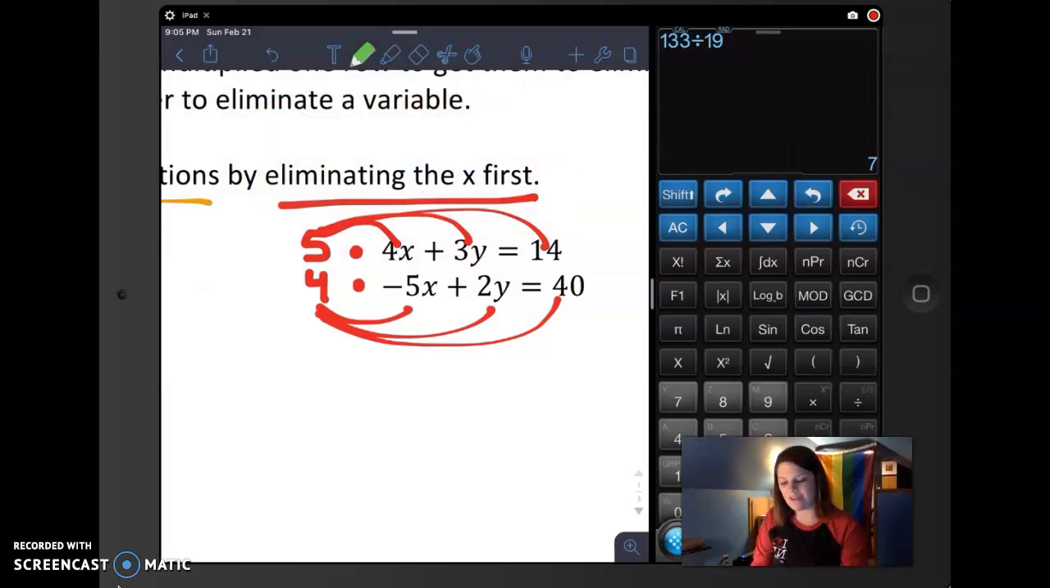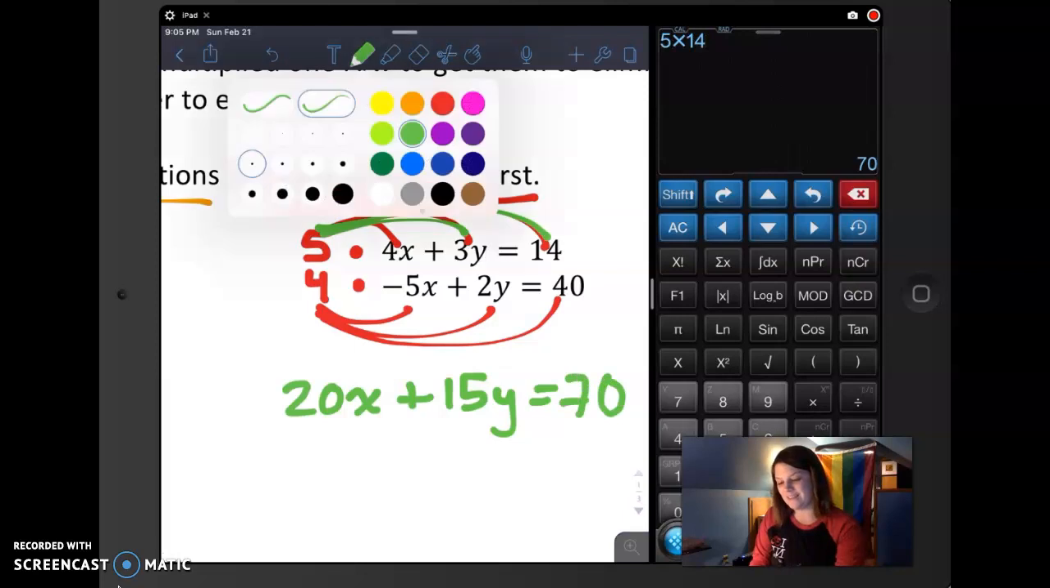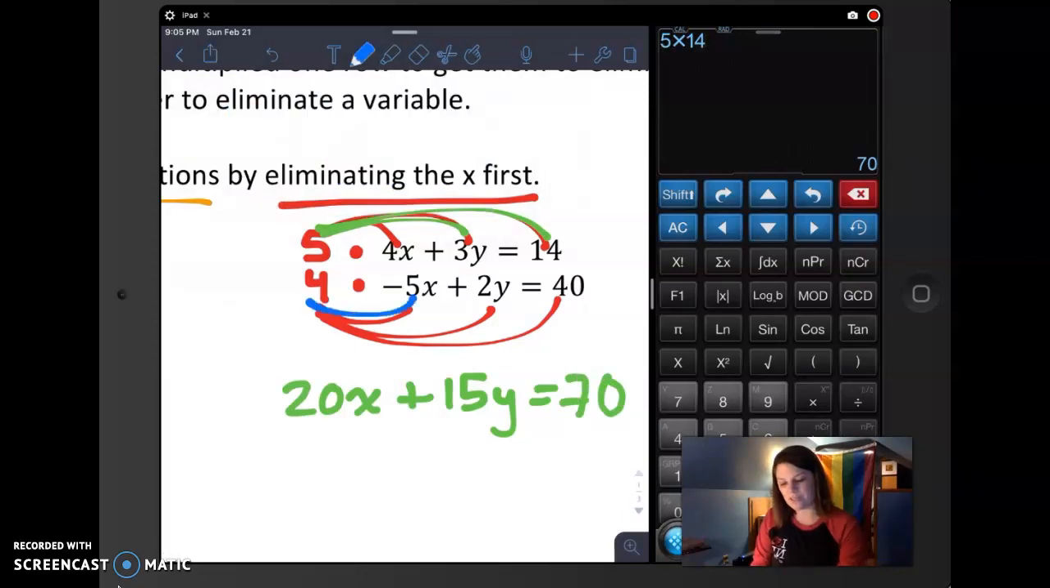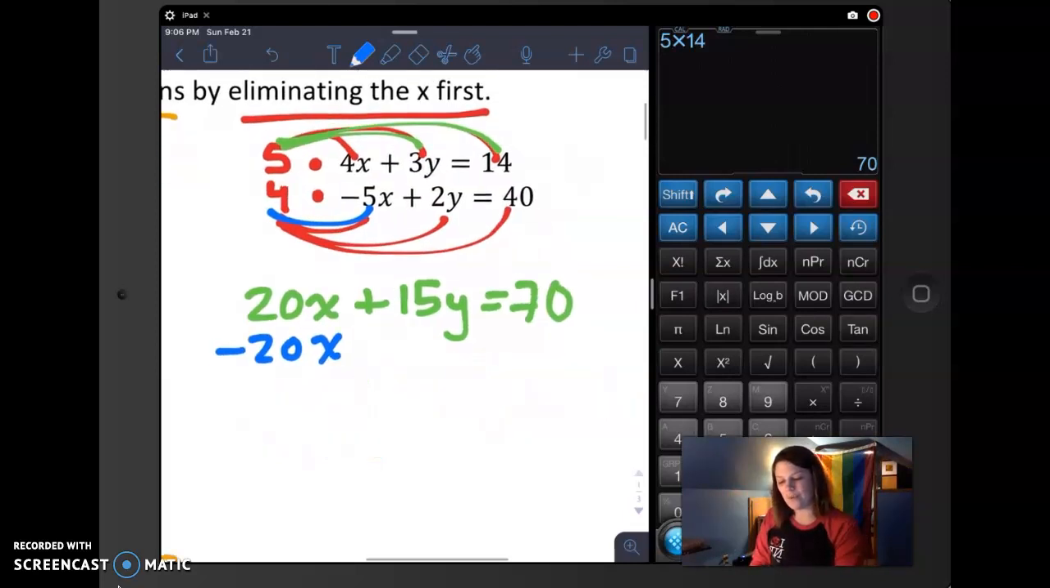So let's do it. 5 times 4, 20x. 5 times 3y is going to be 15y. And then 5 times 14, I believe it's 70. Yay! All right, let's do the next one. 4 times negative 5 is negative 20x. Yes, right? That's what we're looking for. We're looking for those two numbers to be the same but opposite signs so they create 0 when we add them. 4 times 2 is 8, so that's 8y. And 4 times 40 is going to be 160.